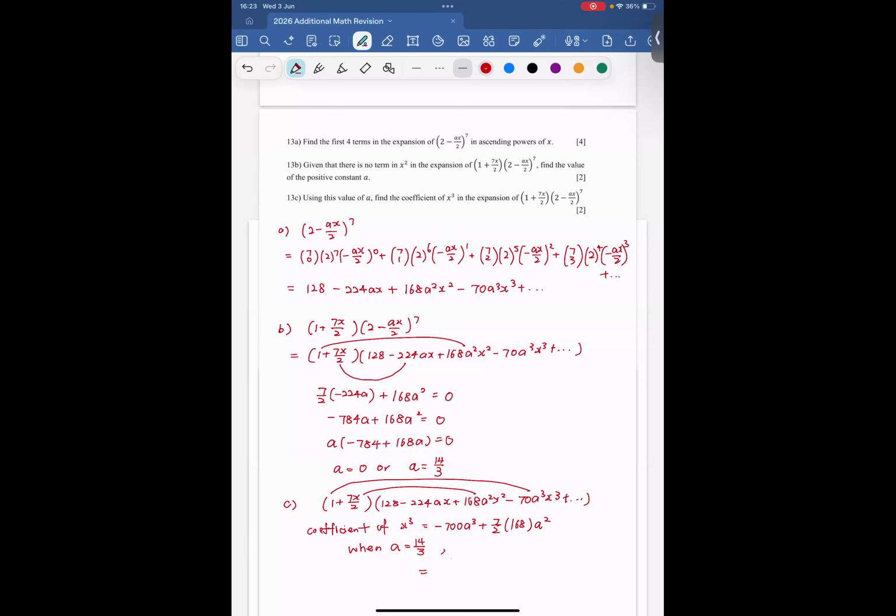To find the coefficient of x cubed, why do you put the 7 over 2 bracket 168 a squared? You put negative 700 a cubed plus 7 over 2. Why put the 7 over 2? Because you need to take 7 over 2 times 168 a.